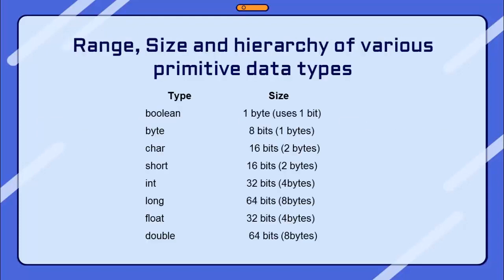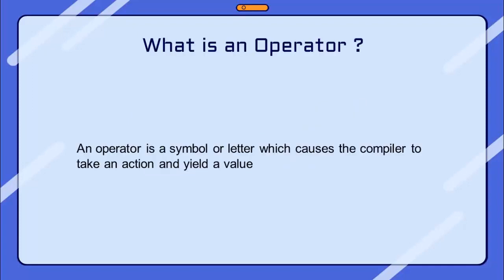Here is the range and size hierarchy of the primitive data types. Boolean and byte are actually 1 byte. Short and char are 2. Int and float are 4, whereas long and double are 8 bytes. Keep that in mind. Operator and expression chapter.